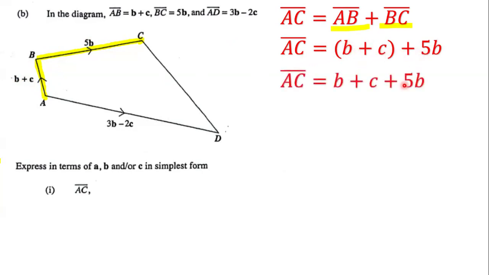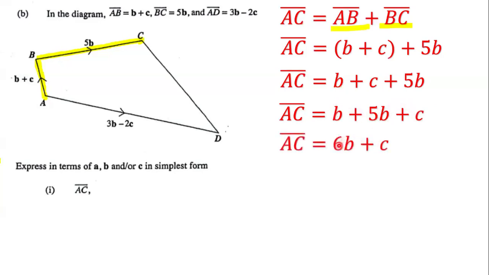Next thing we're gonna do is group together the like terms. And so we have B plus 5B, and we put the C here. Now, what is B plus 5B? Well, B plus 5B is definitely 6B. And so AC is equal to 6B plus C.